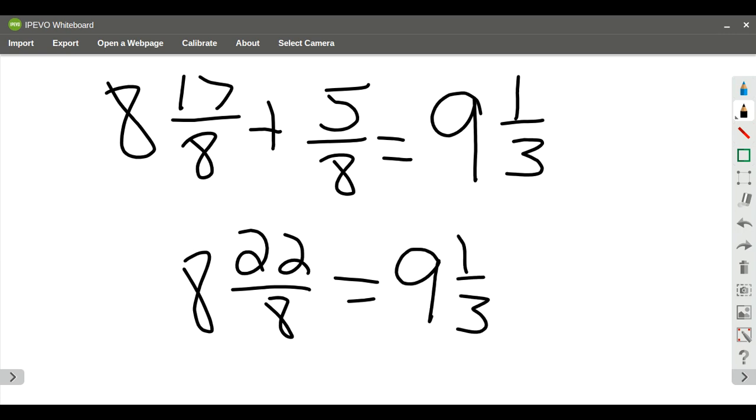Now I need to simplify and see if it's going to work. So I'm going to go ahead and regroup. 8 goes into 22 twice. So if I did 8 plus 2, that's 10. Ooh, that tells me that this isn't going to work. So I need to go back and redo this problem and take a look at it and see if it's going to work.